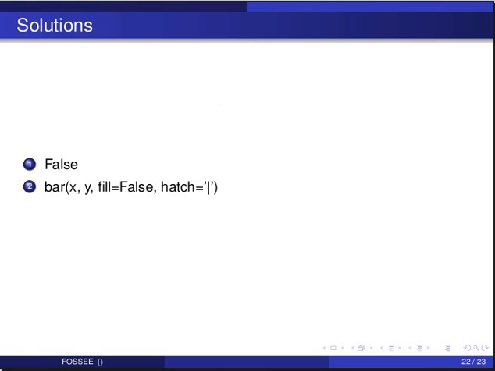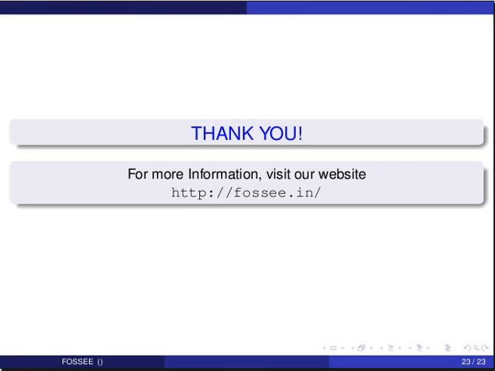And now the answers. For the first question, the answer is false. Both functions do not produce the same kind of plots. The answer for the second one, bar x, y, fill false, hatch is equal to in single quotes bar, is the correct option to generate a bar chart with vertical line hatching.